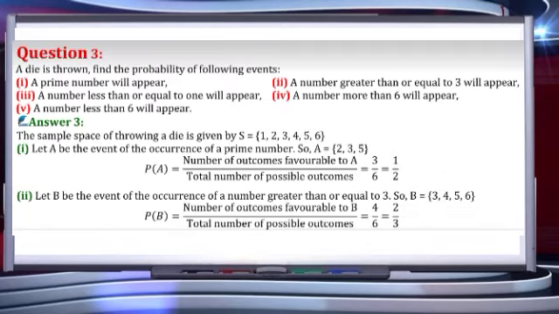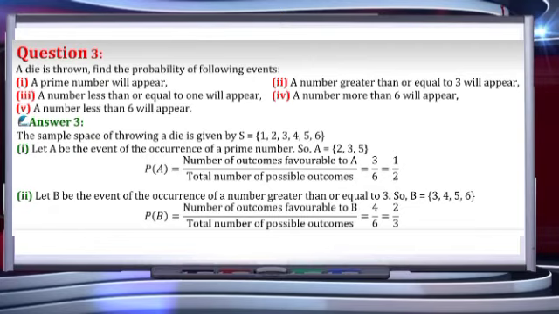Next, question number 3 is: a die is thrown. Find the probability of the following events. The very first is a prime number will appear. Second, a number greater than or equal to 3 will appear. A number less than or equal to 1 will appear. A number more than 6 will appear, and a number less than 6 will appear.